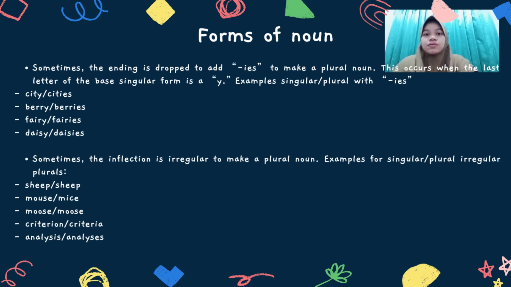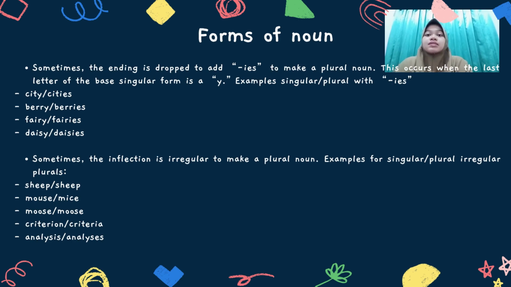So, next slide, we have the third example. Sometimes the ending is dropped to add -ies to make a plural noun, and this occurs when the last letter of the singular form is a y. For example: city, cities; berry, berries; fairy, fairies; and daisy, daisies.